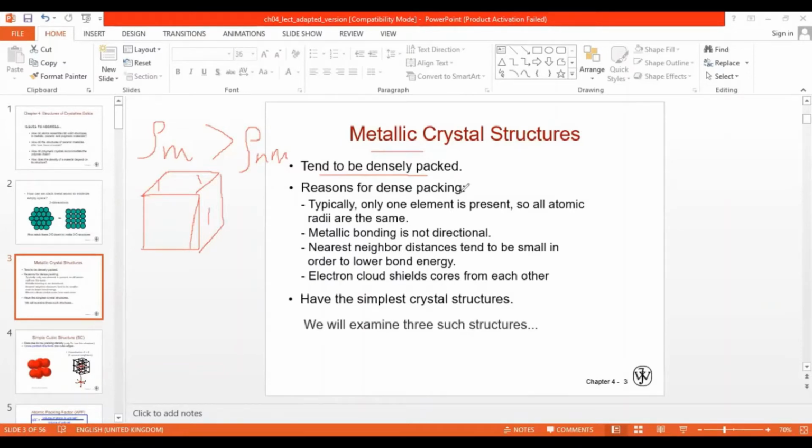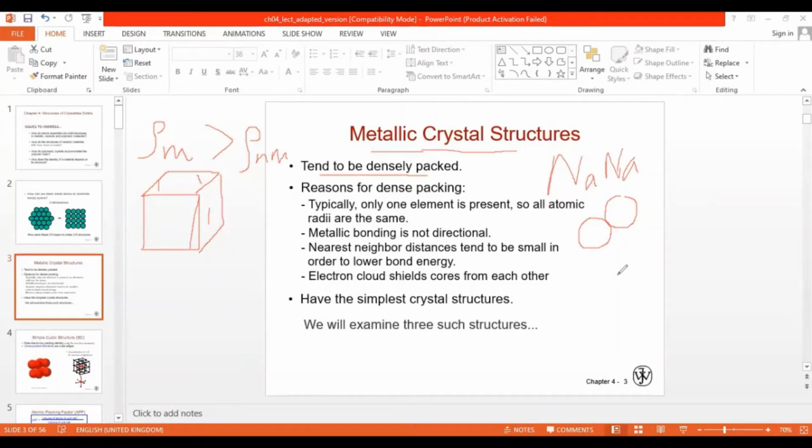Why is it that typically only one element is present, so all atomic radii are the same. If it is a metal, if it is sodium, then it is only sodium throughout, right? There is no sodium and potassium, so the atomic radius of that particular atom will be the same, right? So only one element is present, so all atomic radii are the same. I am talking about metallic crystal structures. Metallic bonding is not directional, right? Metallic bonding is not directional.